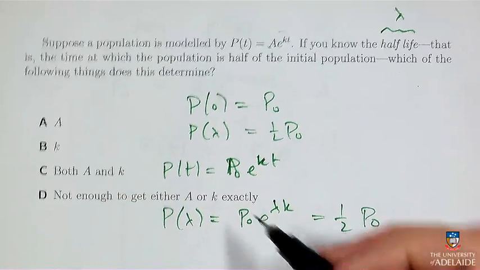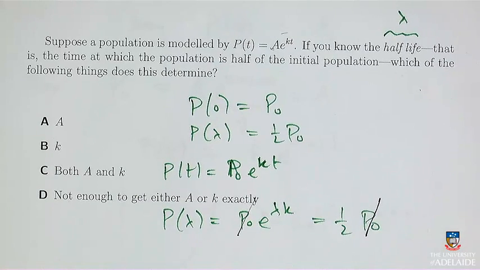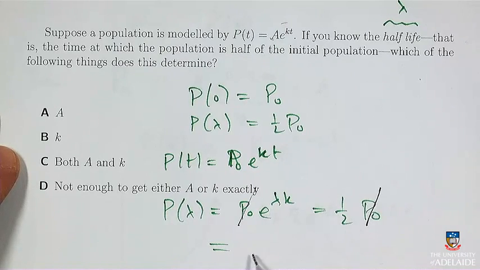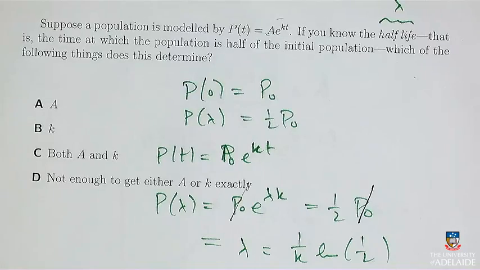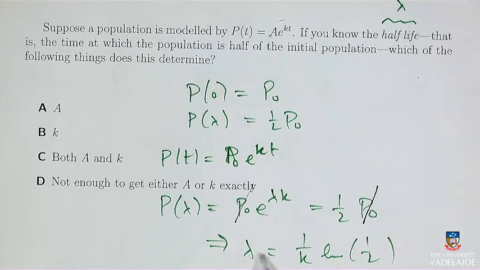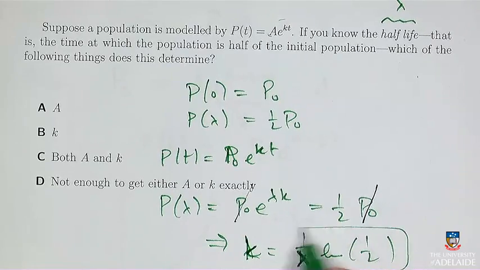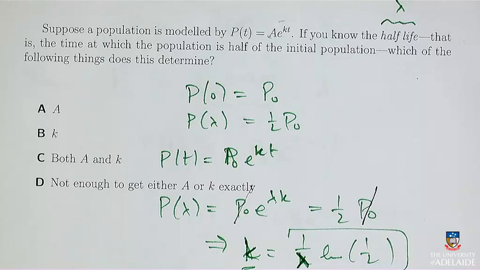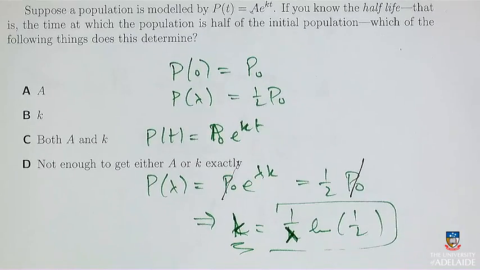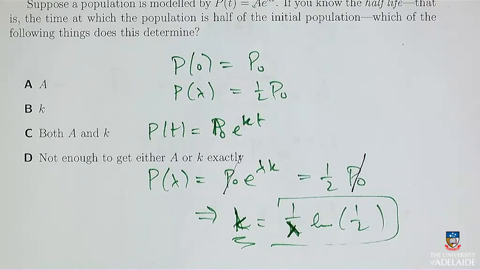So in fact, it doesn't matter what the initial population is, because taking logs, lambda is 1 on k log of a half. Sorry, we don't care about what lambda is, we care about k. k is 1 on lambda log of a half. So this number you can get without needing to know the initial population. That's a neat thing, and this actually is how radioactive decay works. That's why measuring the half-life is such a useful thing.